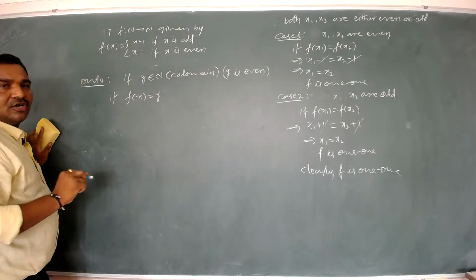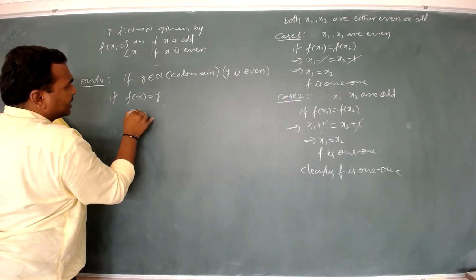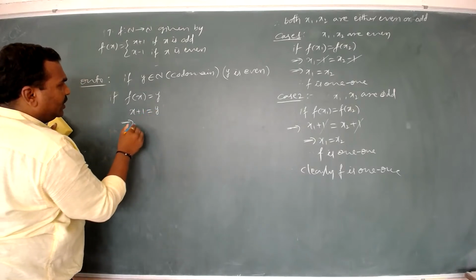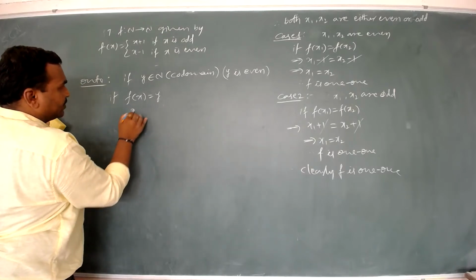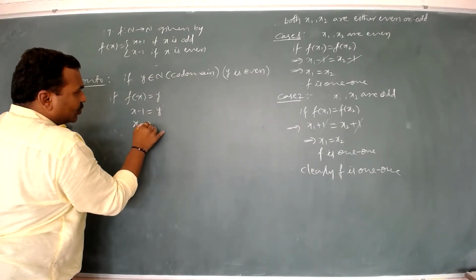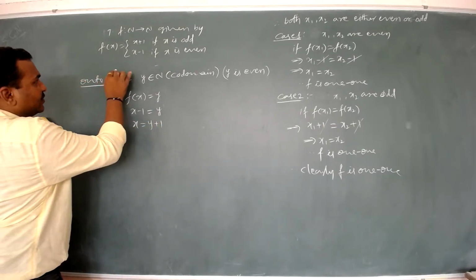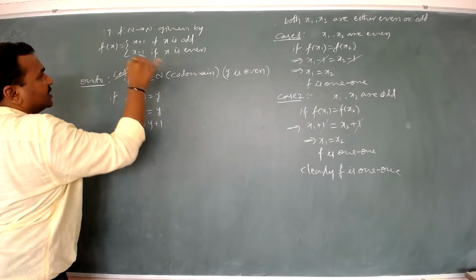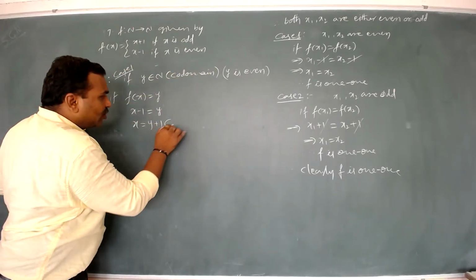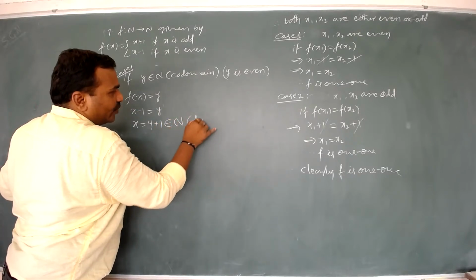f of x equal to y. What is f of x now? I'm taking x plus 1, that is f of x plus 1 equal to y. x minus 1 is the even case. x minus 1 equal to y, so x equal to y plus 1. Correct? In case 1, in the first case, I'm taking y is even, so x equal to y plus 1. It is also a natural number in the domain.